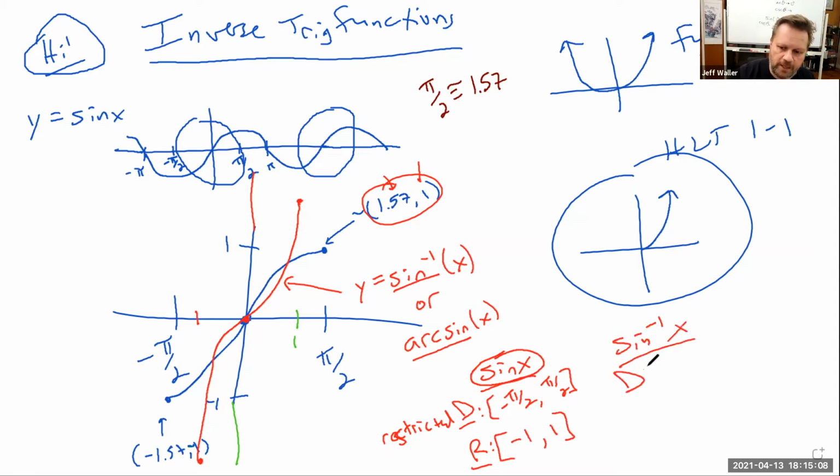What will its domain be? What do inverse functions do to functions? They switch the x and y, correct? Negative 1 to 1. Good, negative 1 to 1 for the domain. Then negative pi over 2 to pi over 2 for the range. I love it. Now, what does any of this mean?